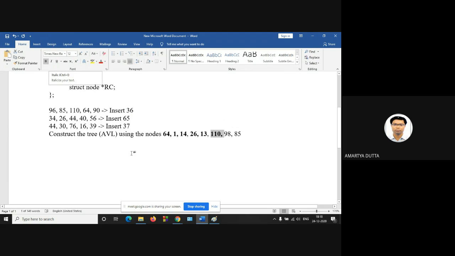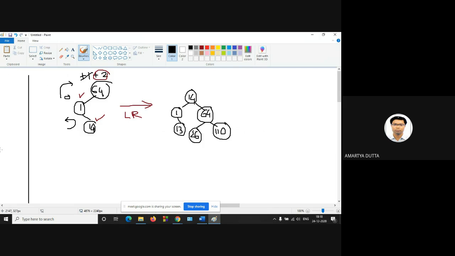So 98. What is the proper position of 98? Left of 110, right of 64. Now, is it height balanced? No, sir.